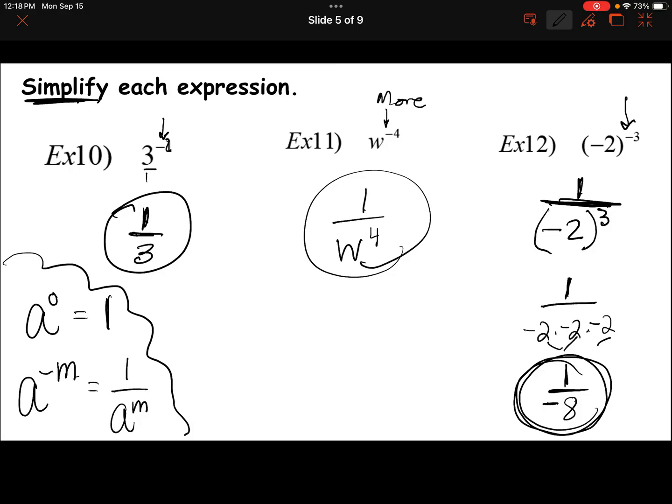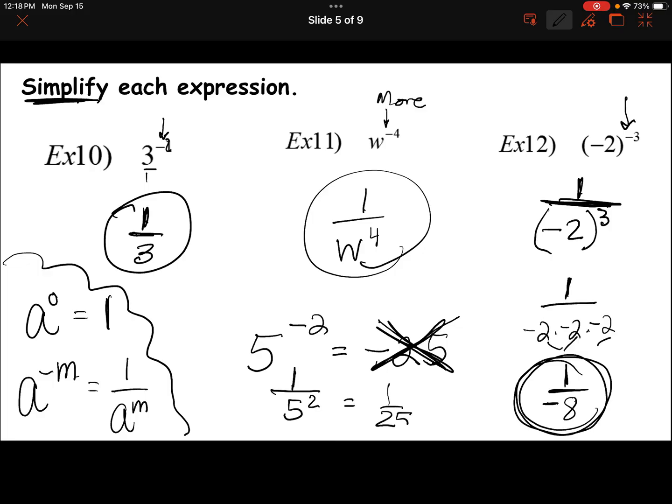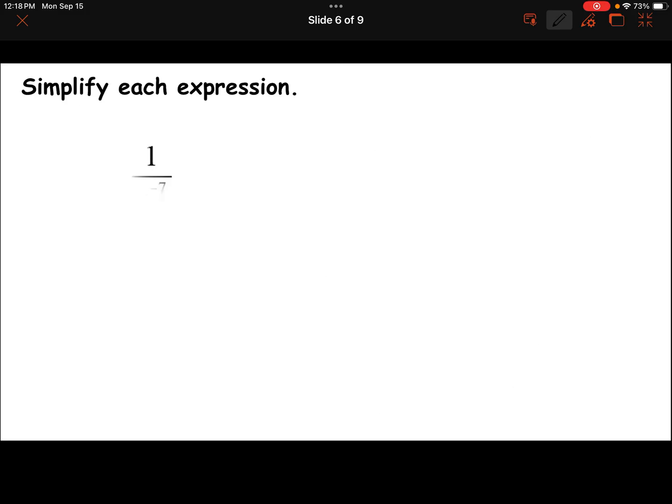Number 1 mistake, 5 to the negative 2. Tons of kids will say it is negative 25. Don't make mistake number 1. This would be 1 over 5 to the 2nd, which would be 1/25. Give them a try with some basic ones. I think you'll be fine there.